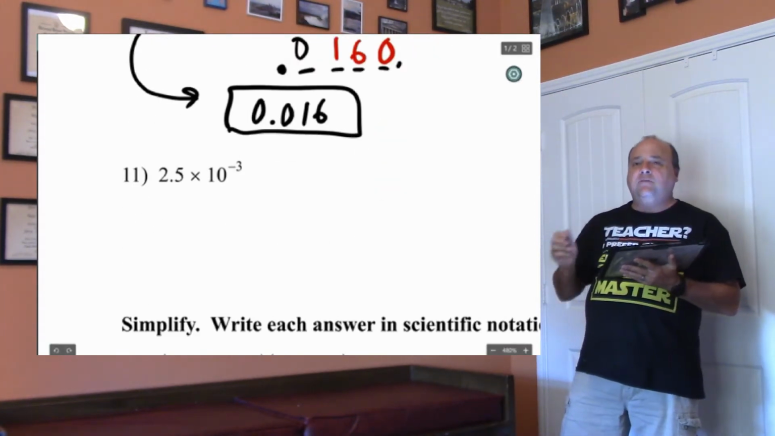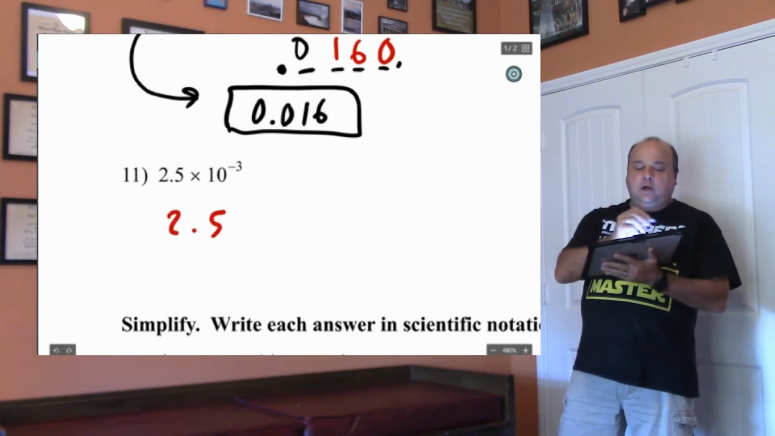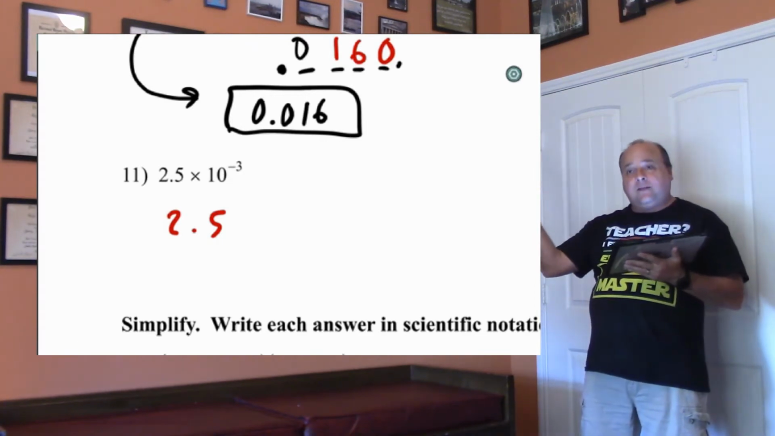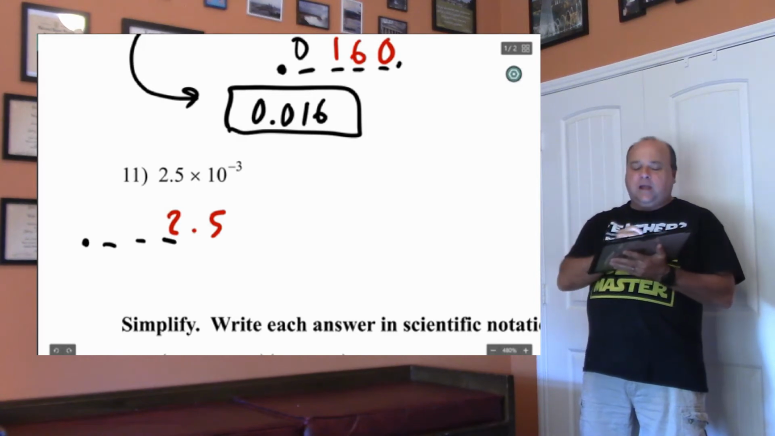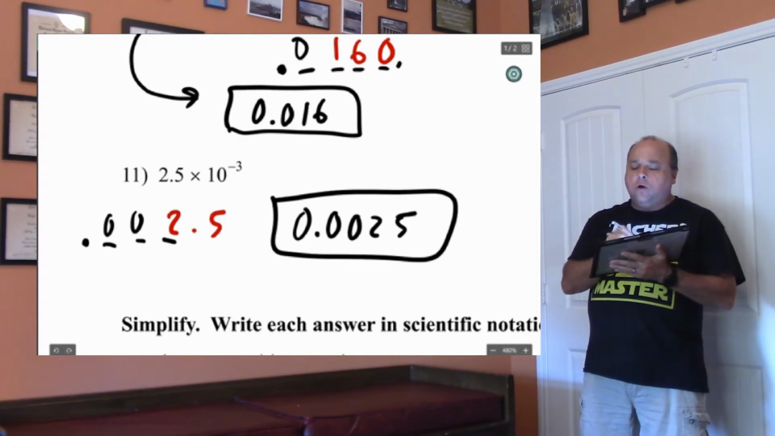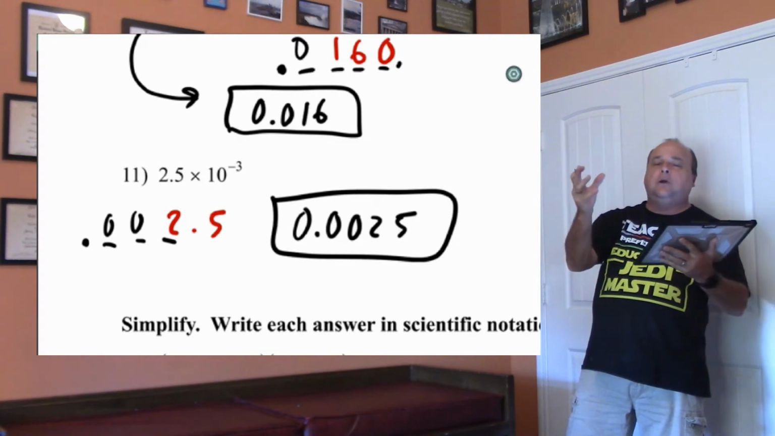Let's do number 11. Write down the 2.5. And you're going to draw 3 dashes. Since the exponent's negative, we're going to go to the left. We're going to make the number smaller, right? 1, 2, 3, put a decimal. Notice we have 2 open dashes, put zeros. So I have 0 decimal 0025. Piece of cake. This should kind of start making sense.